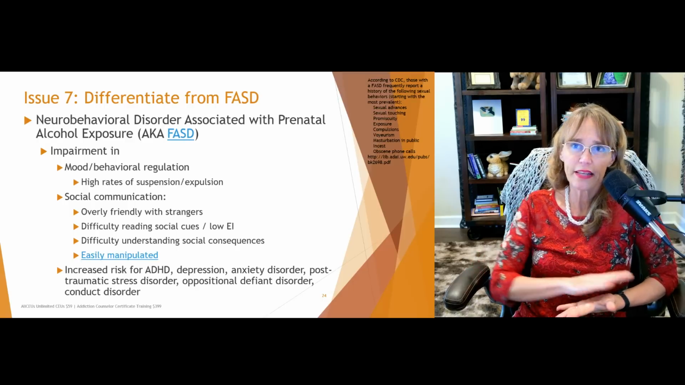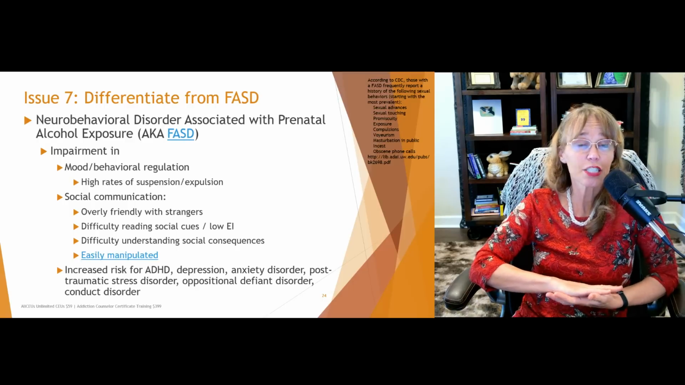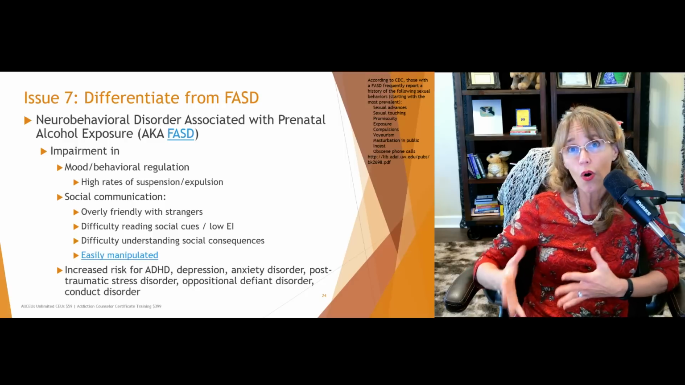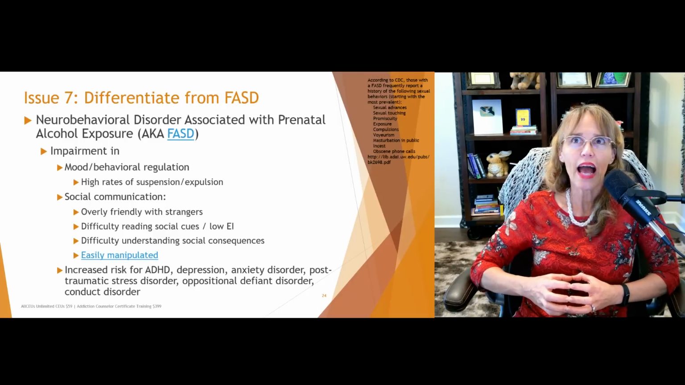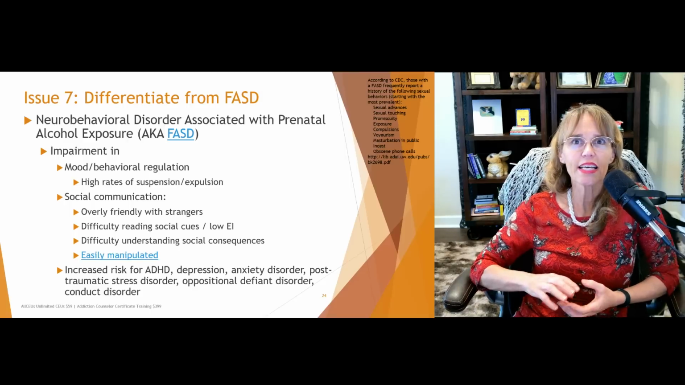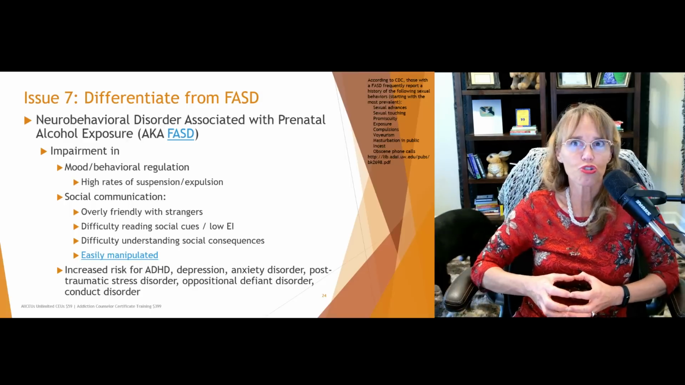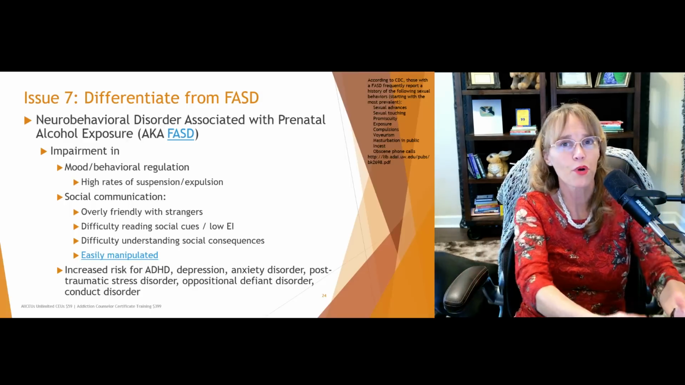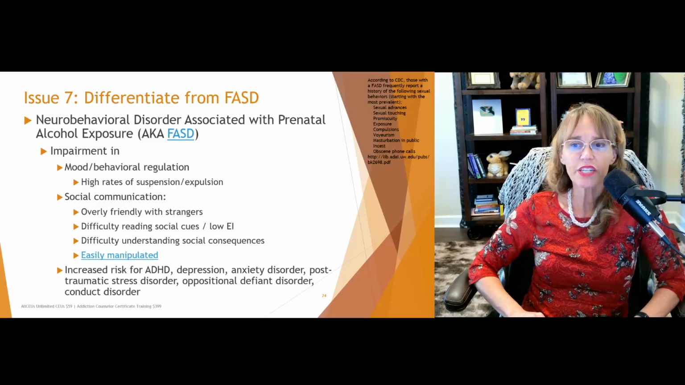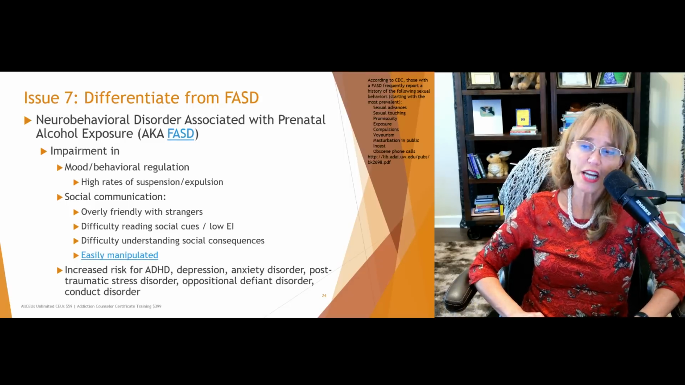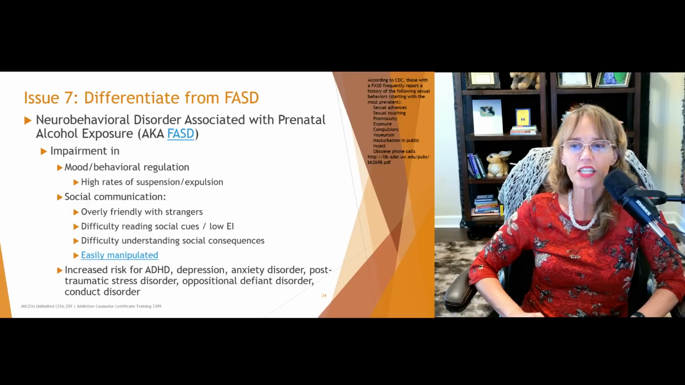They can look very much like they've got dependent personality disorder, or they can be manipulated to do things that may actually appear as antisocial when they're actually trying to please someone else that's manipulating them. People with FASDs are at increased risk for ADHD, depression, anxiety disorder, post-traumatic stress, oppositional defiant disorder, and conduct disorder diagnoses.